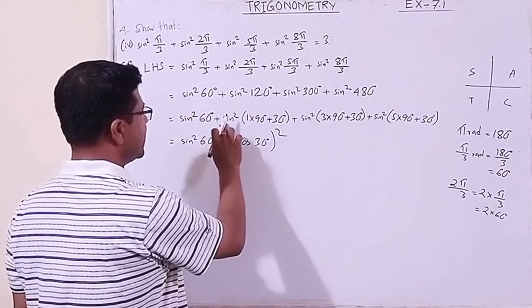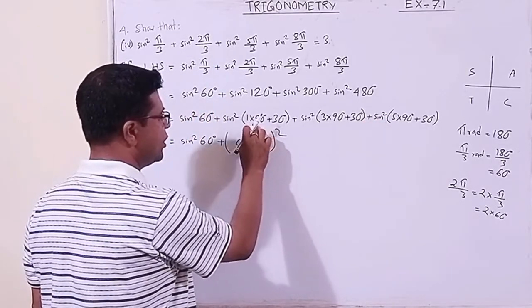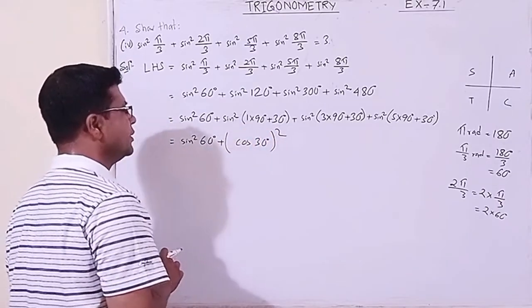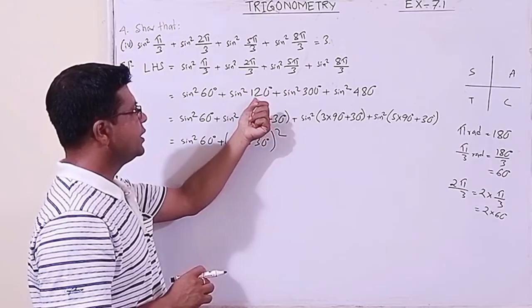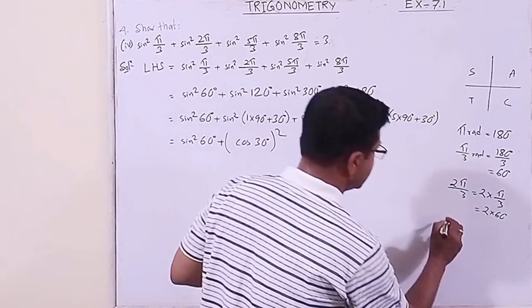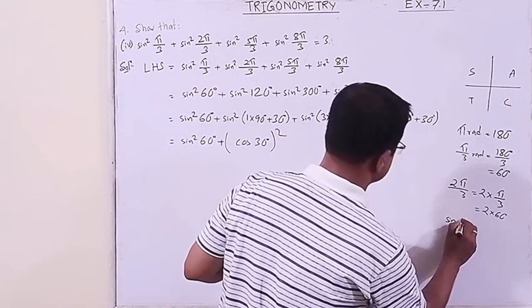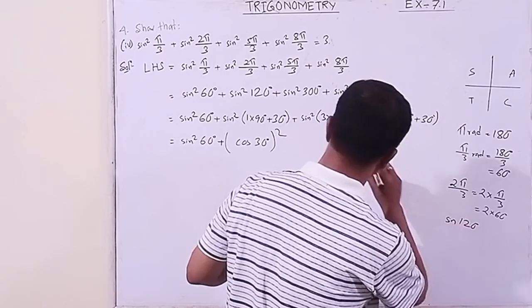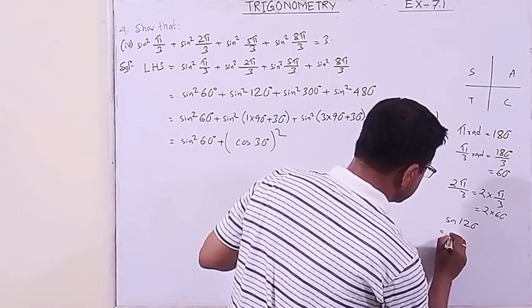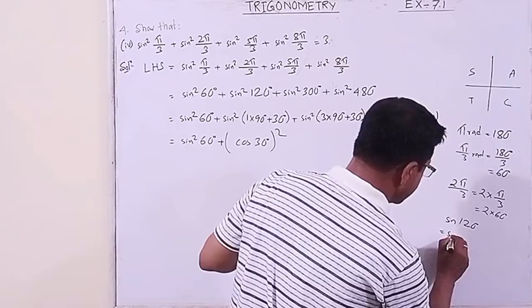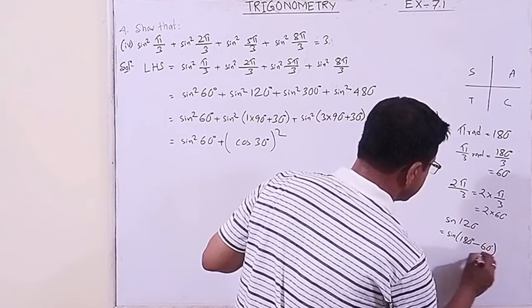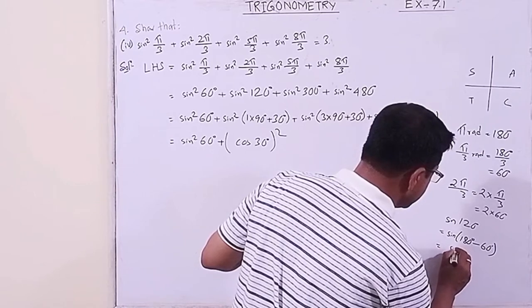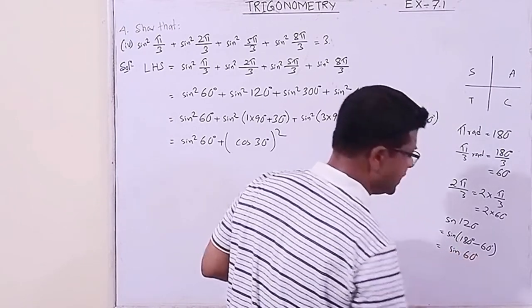Now sine is converted to cos as it is an odd multiple of 90 degrees. Now this sum can be done in many ways. Some students can do it like this, I am writing one part: sine 120 can also be written as sine of 180 minus 60. In that case it will remain as sine 60 degrees.